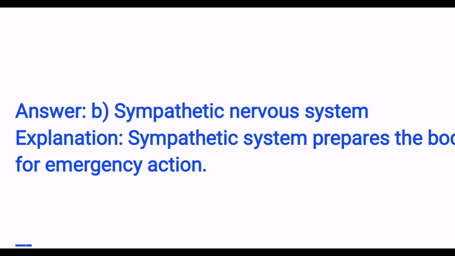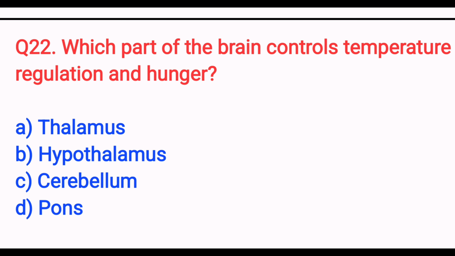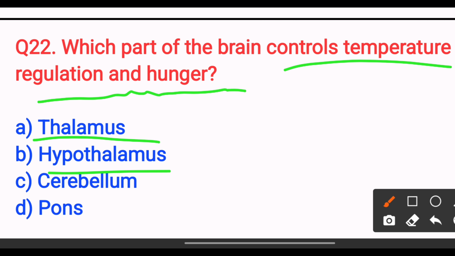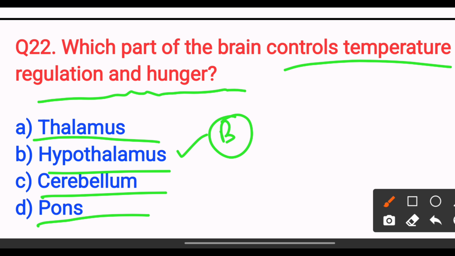Next, which part of the brain controls temperature regulation and hunger? Option A, thalamus. Option B, hypothalamus. Option C, cerebellum. Option D, pons. The answer is option B, hypothalamus. Hypothalamus regulates temperature, hunger, thirst and endocrine function. So the answer is option B.